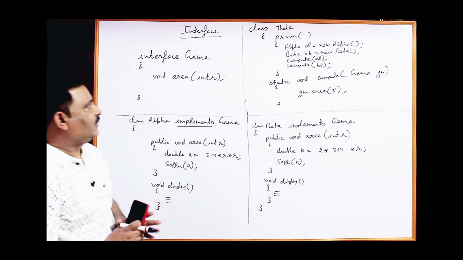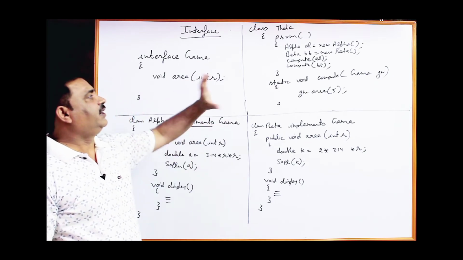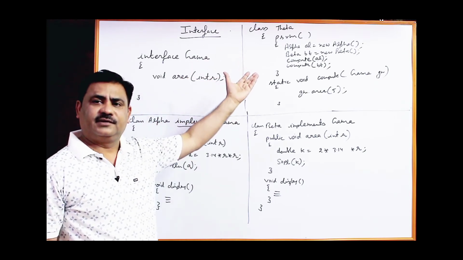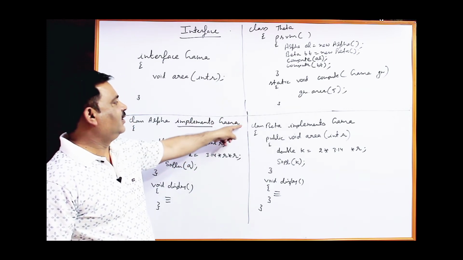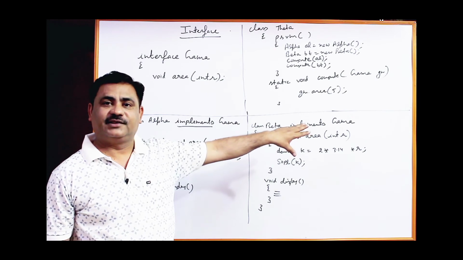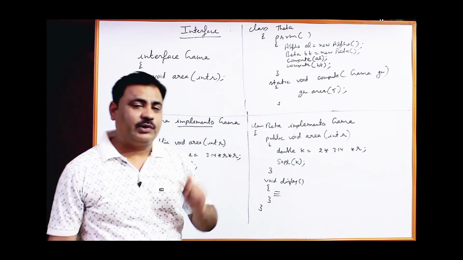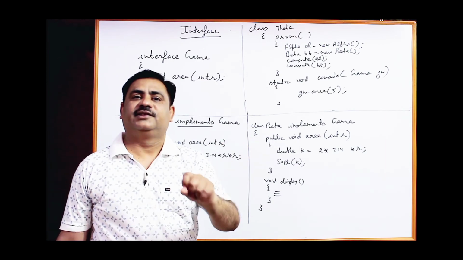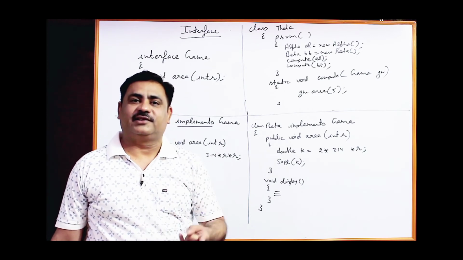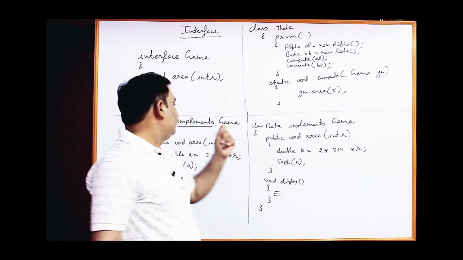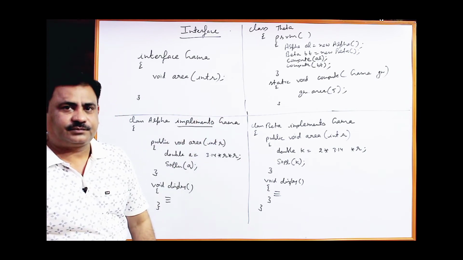One more thing, class alpha implements gamma. If there are some more interfaces, you can write comma, implements gamma, comma, implements another interface. So you can implement more than one interface at a time, but during inheritance you cannot write class alpha extends beta, extends theta. You cannot extend so many classes; you can extend one class at a time, but with the help of the keyword implements, you can implement many interfaces at a time.